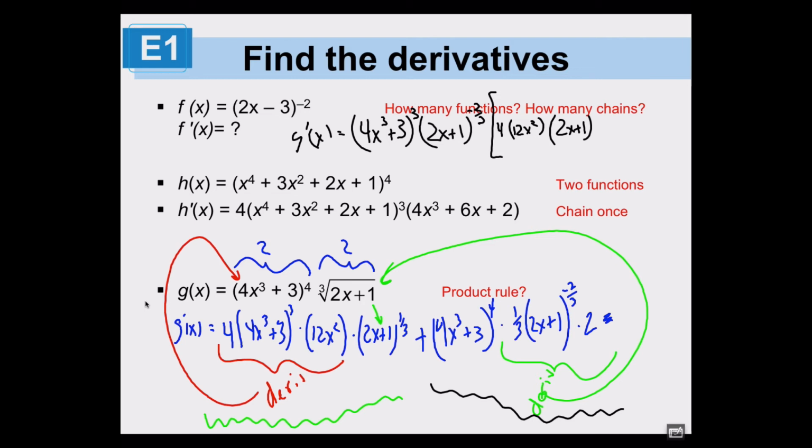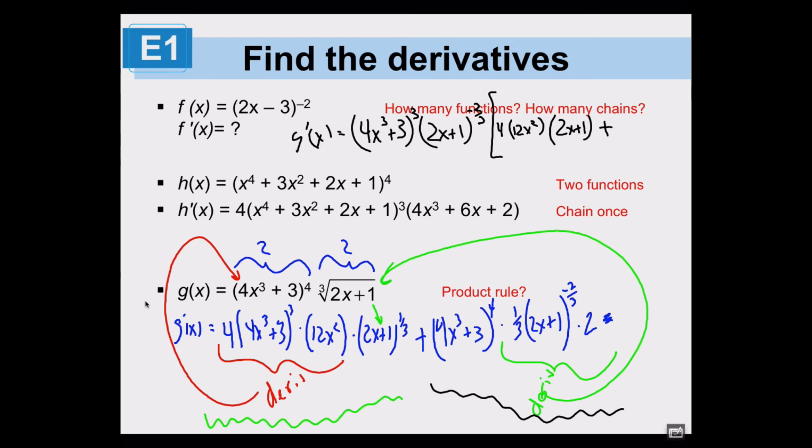When you factor out, factoring out is the same thing as dividing, right? And what do you do with exponents when you divide? Subtract. 1/3 minus negative 2/3 is 1. And that's why you take out the negative exponent, because it'll make the exponents nicer.